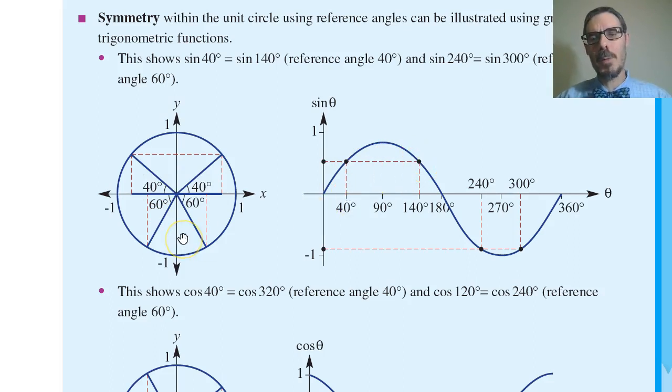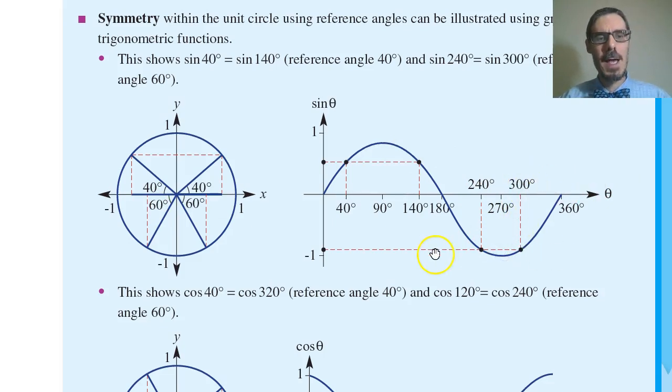Same thing happens on the bottom. Sine of -60 or 360 minus 60, the sine is the y-coordinate, is the same as the sine value here, which is 180 plus 60. Well, 180 plus 60 is 240, and 360 minus 60 is 300. They have the same y-coordinate.